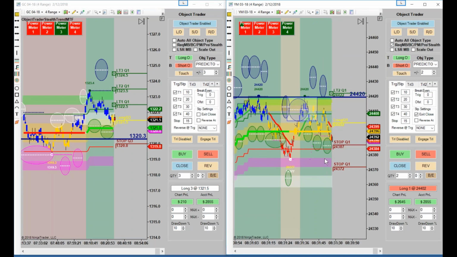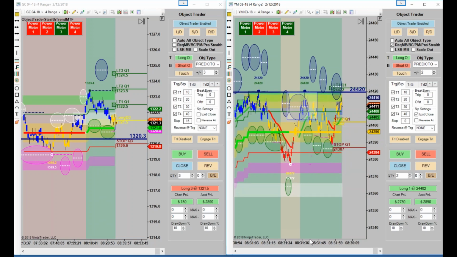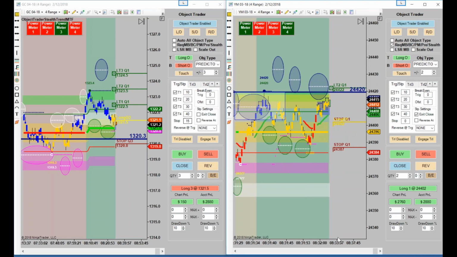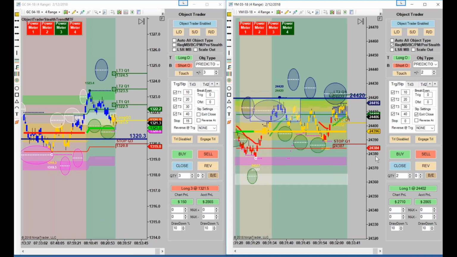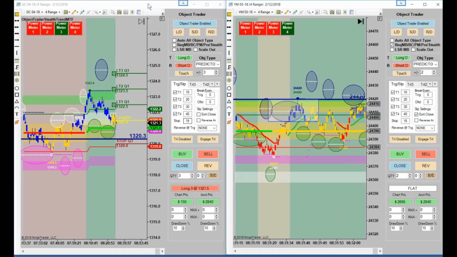Let's go ahead and let it kill itself here just a second. I'm going to go ahead and tighten the stop because YM was moving like crazy at this particular time. That's the open of the bell. That is not a time to be trading YM. Let's let it go ahead and die. There you go. All right, let's go back to gold though.